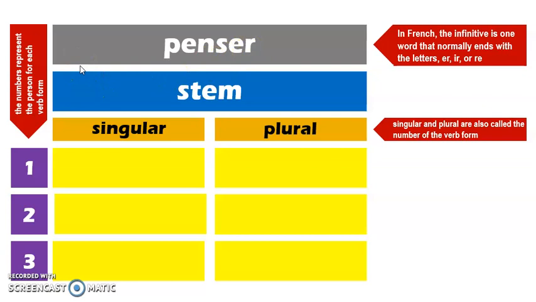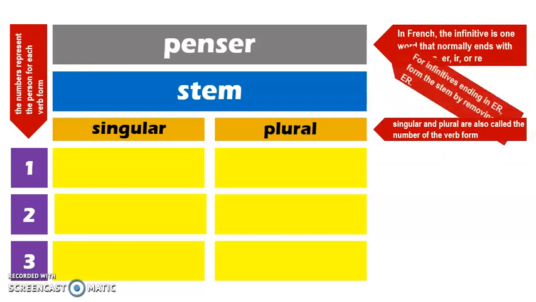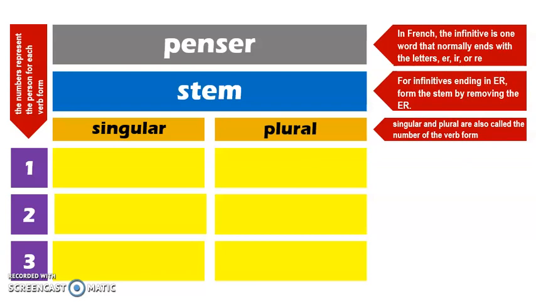All right, so we've done the first step, and that was find your infinitive. We found it. Here it is, penser. The next step was, remember, to form our stem. For infinitives ending in ER, you form the stem by removing the ER. So we're going to remove these last two letters, and that's going to give us our stem. When we do that, we end up with the letters PENS. That is going to be our stem for this verb, and you'll see how that fits in very soon.